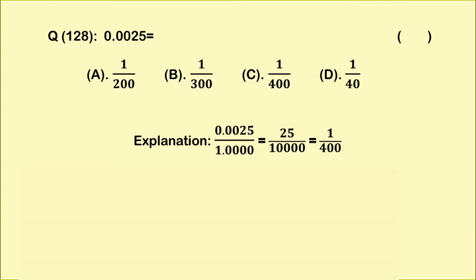Question number 128, the value of 0.0025. You can see in the explanation 0.0025 divided by 1, we have taken 4 zeros because in the numerator, after the point there are 4 places. So in the denominator we are taking 4 zeros. By removing the point we will get 25 by 10,000. If we divide numerator and denominator by 25, we will get 1 by 400. So the right answer is C.